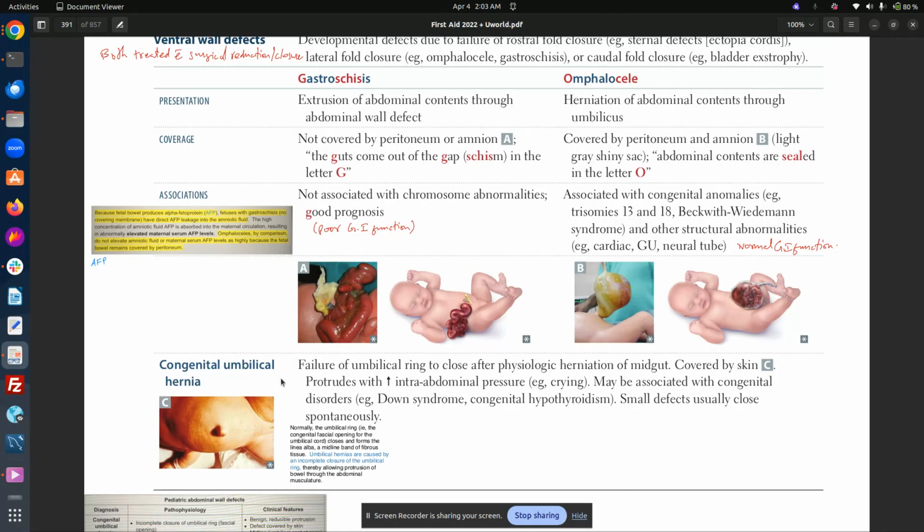Important thing to remember is congenital umbilical hernia usually resolves spontaneously. There is no need to do any surgery. It gets resolved spontaneously, usually by the age of 2. If it does not get resolved, then we usually go for surgery at the age of 5 or 6. Okay.